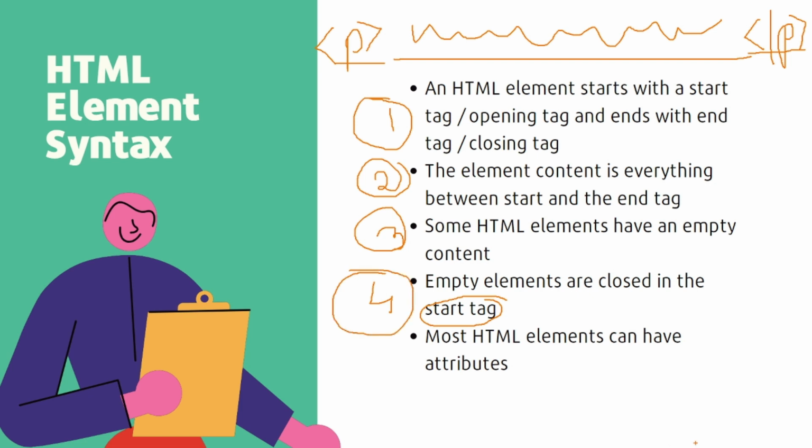And the fifth and most important thing: most HTML elements will have attributes within them. Again, I repeat, most HTML elements will have attributes within them. That is the fifth point we need to consider within the syntax of an HTML element. You can also consider these attributes as properties of that particular HTML element. Or more precisely, we can say that an attribute provides additional information related to that particular element, right? So friends, these are the five points which we need to consider within the syntax of an HTML element.